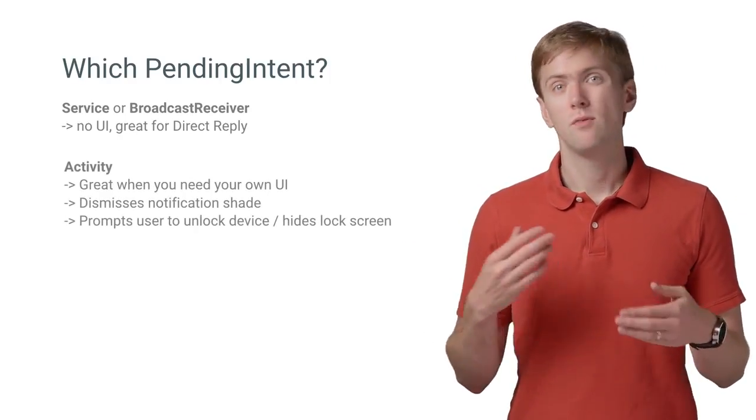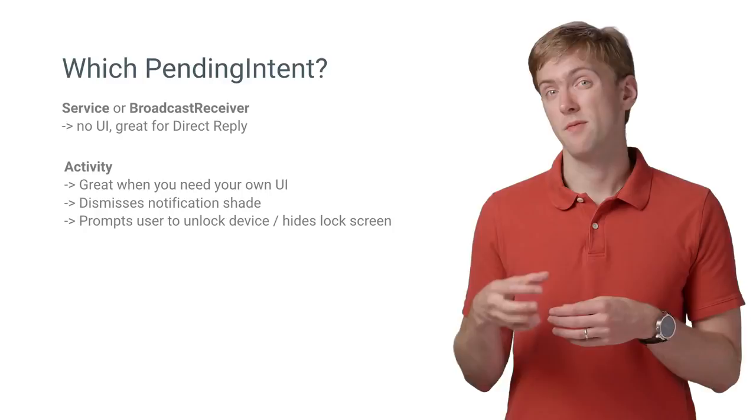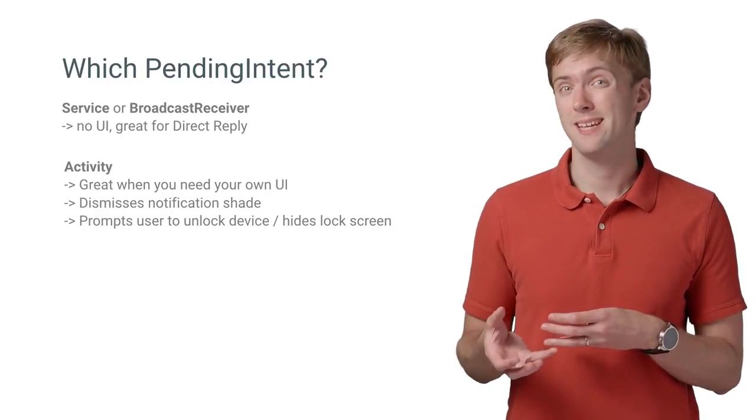For direct reply, the system is doing the UI portion for us. So using a service or broadcast receiver is exactly what we need. This also allows it to work even when the device is locked. Awesome. But on devices that don't support direct reply, you need to start your own UI, namely an activity. Avoid trying to start an activity from a service or broadcast receiver pending intent.